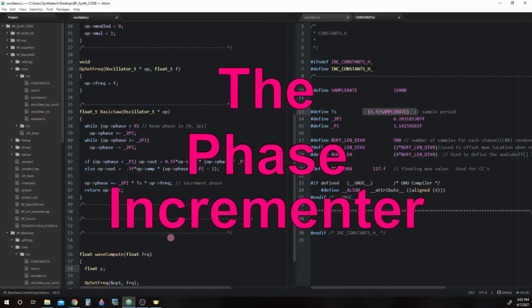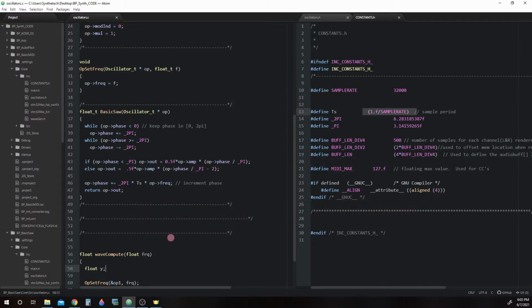In this lesson, we're going to see how changing the frequency of the oscillator will affect the waveform. Let's take a look at the next section of code in the basic saw function. That would be phase equals phase plus 2 pi times TS times frequency. This is our phase incrementer. Notice we have TS inside of here.